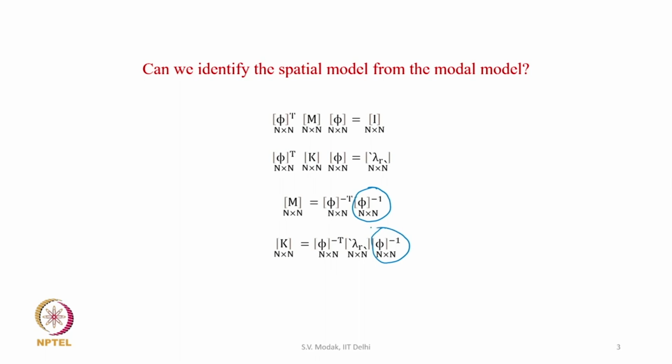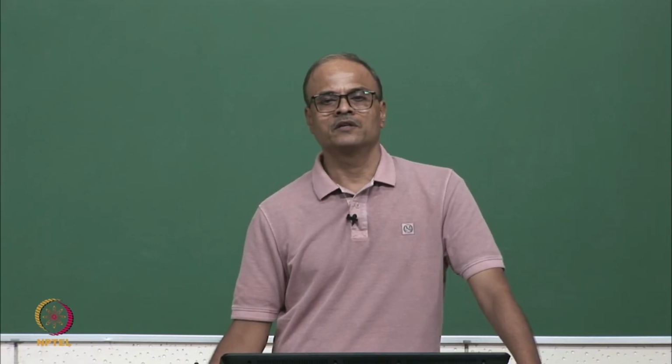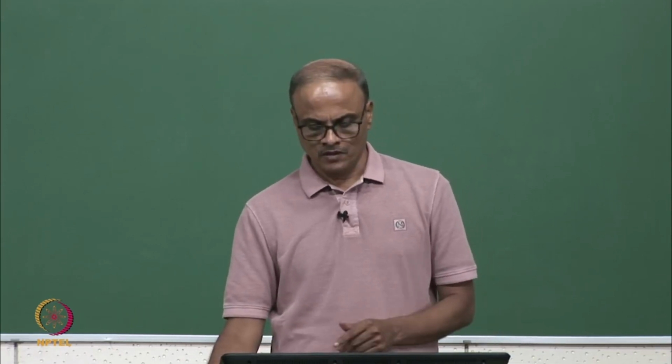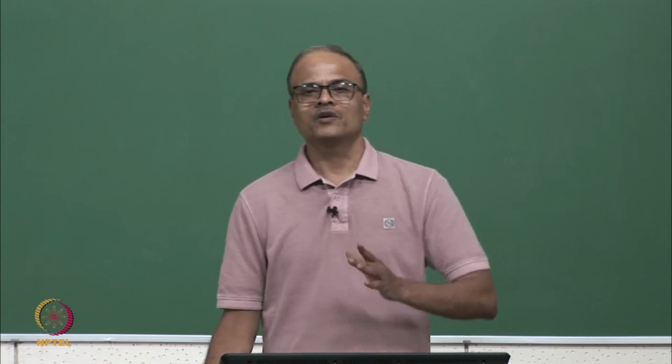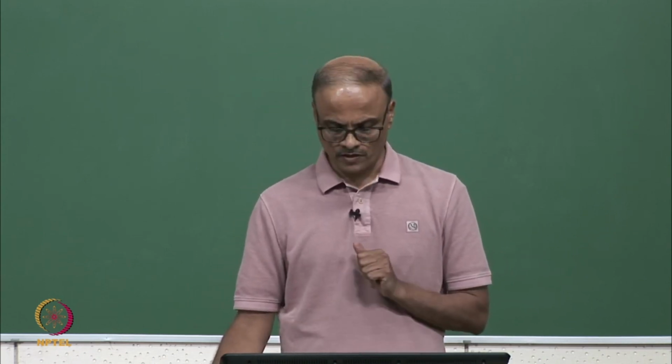Now, the eigenvector matrix can be inverted if it is a square matrix, and we just saw that the eigenvector matrix obtained from the experimental modal analysis is incomplete. So, it is of order small n by small m, where small n is the number of degrees of freedom where the measurements have been taken, and small m is the number of modes that have been identified in EMA. Therefore, the eigenvector matrix is a rectangular matrix and the inverse cannot be taken. So, that is one reason for which we cannot use these relationships to identify the mass matrix and stiffness matrix.